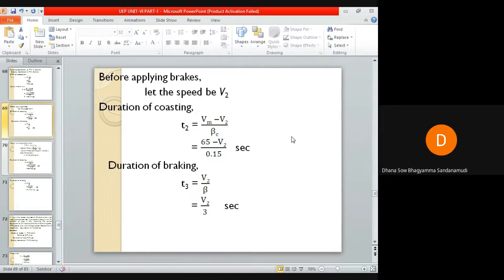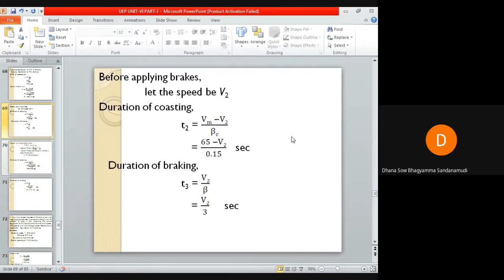Next, duration of braking. The formula is V2 by beta. V2 is what? V2 is the speed before applying the brake. So T3 is equal to V2 by beta. We don't know the value of V2, so you just leave it as it is. And beta for the braking period is given, that is 3. You just verify with the values that have been given in the question, and write down these values in these formulas.